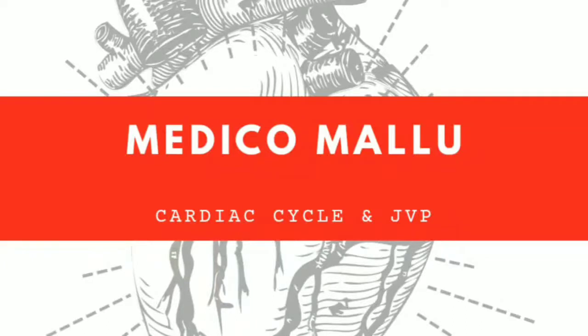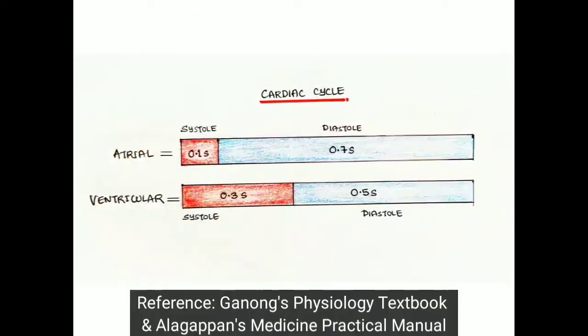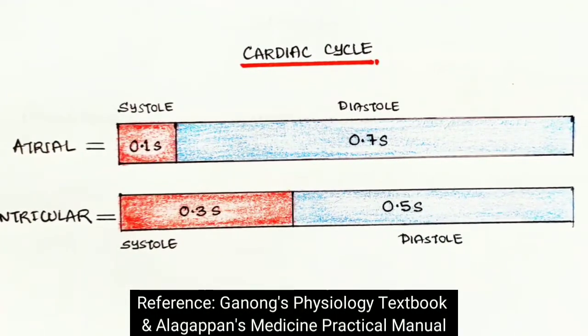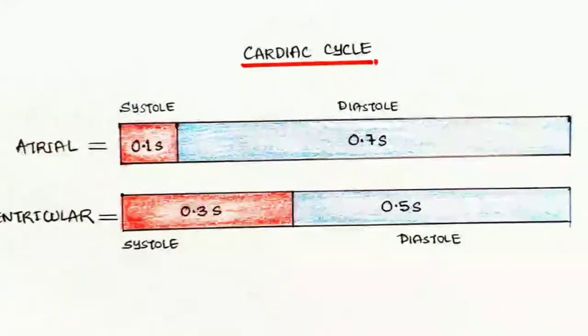Today we are going to discuss the topic cardiac cycle and JVP. So, coming to our topic, cardiac cycle. The cardiac cycle is of 0.8 seconds duration. It consists of both atrial systole and ventricular systole, followed by atrial diastole with ventricular diastole.